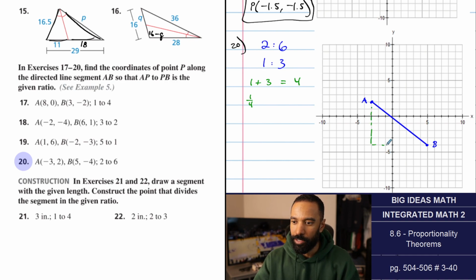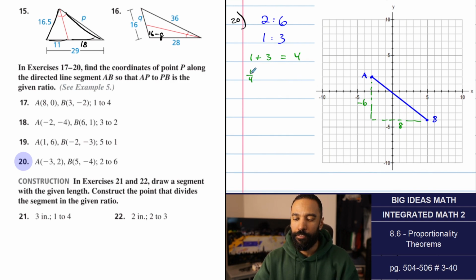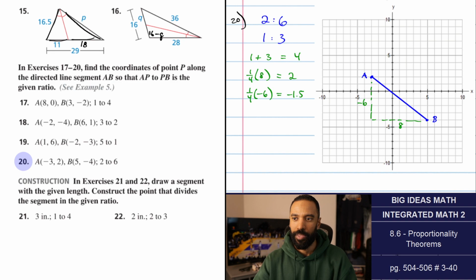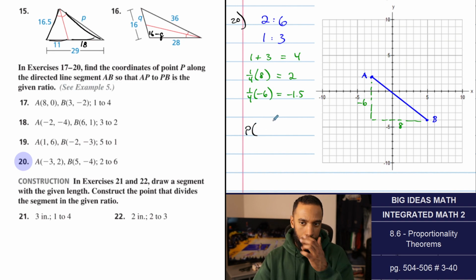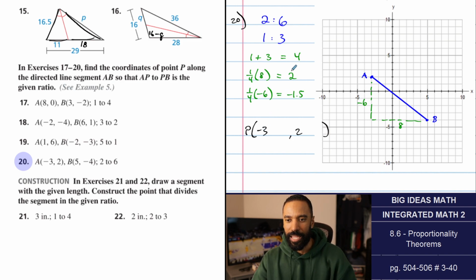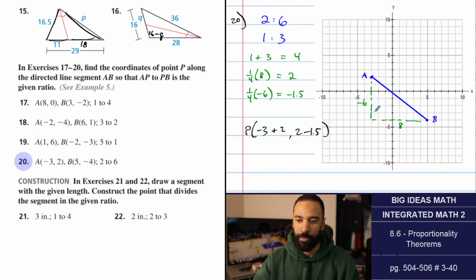So let's find the fall and run: down 1, 2, 3, 4, 5, 6, and over 1, 2, 3, 4, 5, 6, 7, 8. At least that's going to be a clean number. 1/4 of 8 is 2, so we'll go 2 over. And 1/4 of -6 is -1.5, so we'll go 1.5 down. So for P, starting at A's values at -3, comma, 2, let's take the -3 and add 2 to the right, and let's take the 2 and go 1.5 down from there.